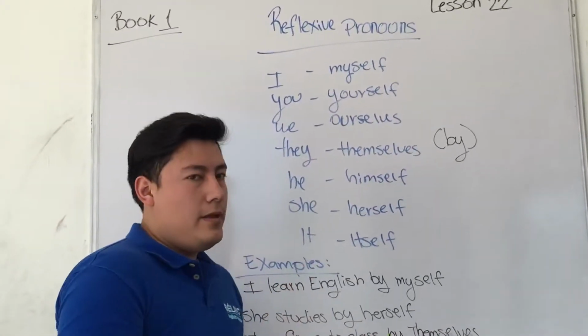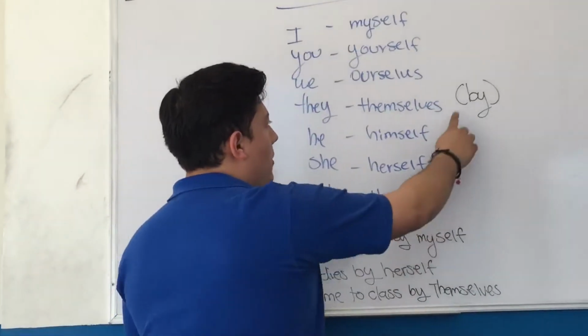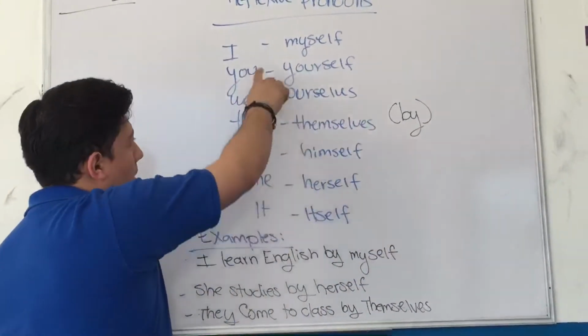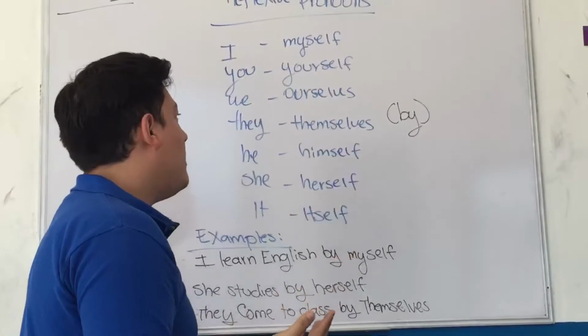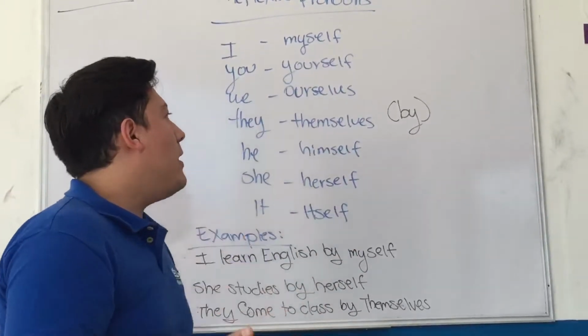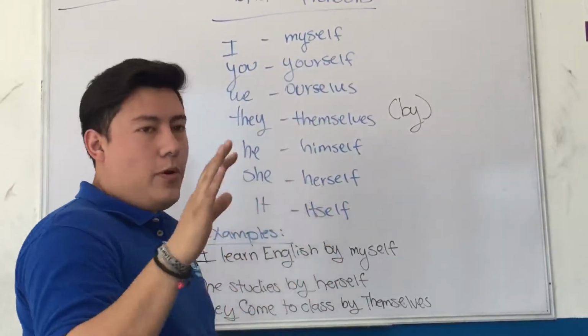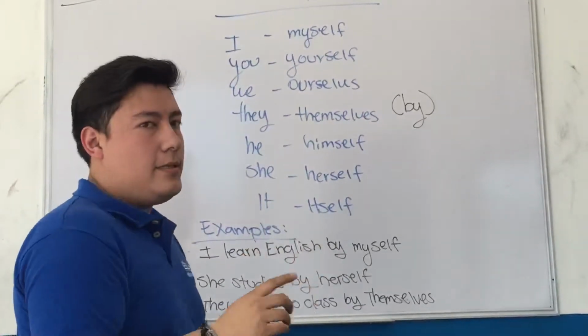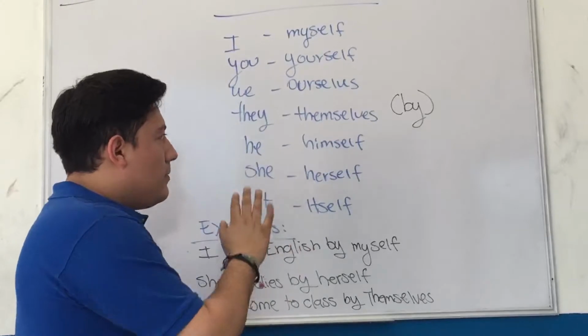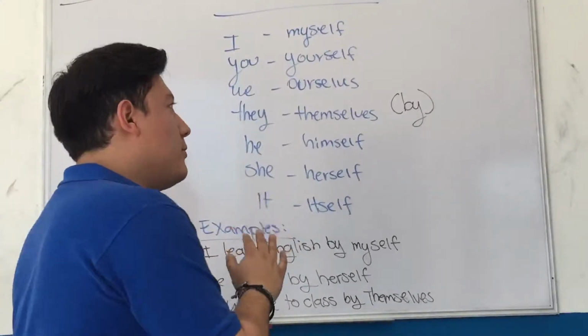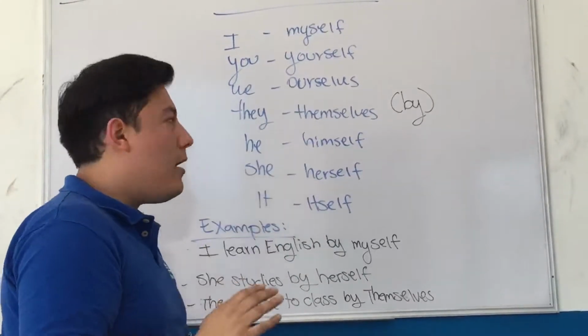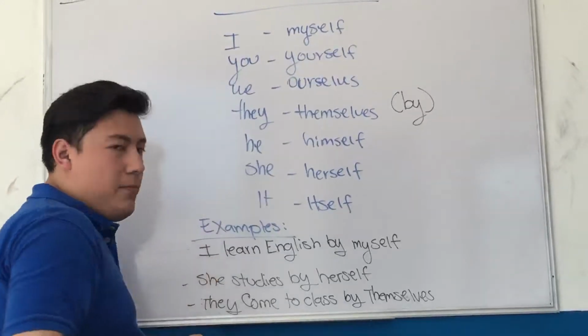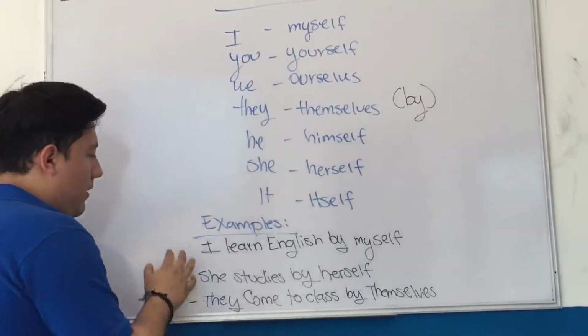it, itself. Okay? You can use the word by before the reflexive pronoun to show that this person is doing something specifically. But in some cases, this word is not used, but this grammar invites you to use it every time that you talk about the reflexive pronoun. Some examples of this grammar are this.